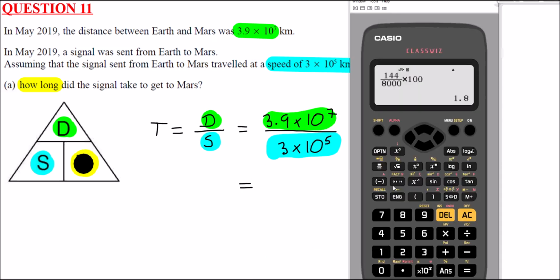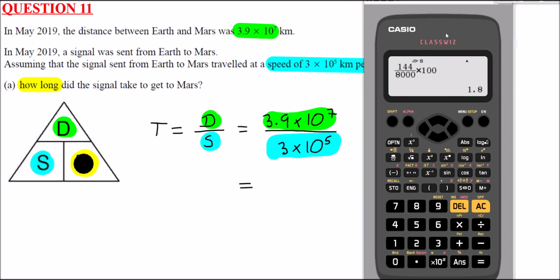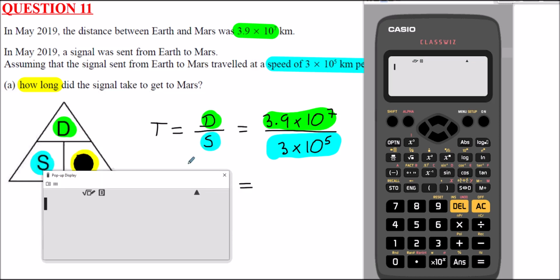So now, on the calculator, I think I'm slightly unorthodox here. Many teachers will tell you to use this button. Nowadays, I think this button is more or less obsolete. We can type it in exactly as it looks using the power button. So we have here powers of 10 and a fraction. So press the fraction button. On top we have 3.9 multiplied by 10 to the power 7. At the bottom we have 3 multiplied by 10 to the power of 5.